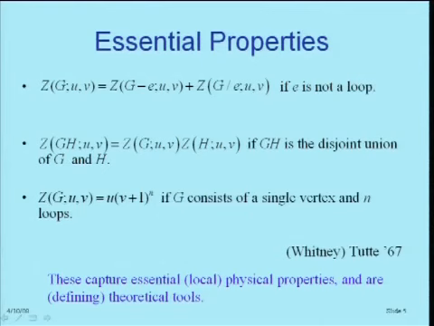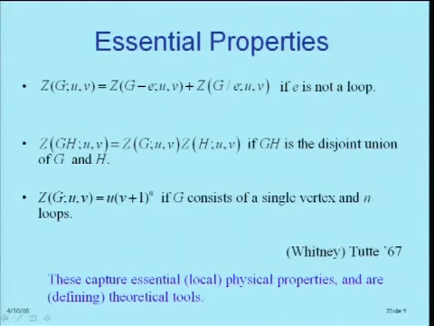The essential properties for this dichromatic polynomial, and again, we've seen some of this already: you have a deletion-contraction reduction relation if the edge e is not a loop. You have a multiplicative relation on disjoint unions. These two together will reduce you down to blossom graphs, a single vertex with a bunch of loops off it. And this then tells you how to evaluate that terminal state.